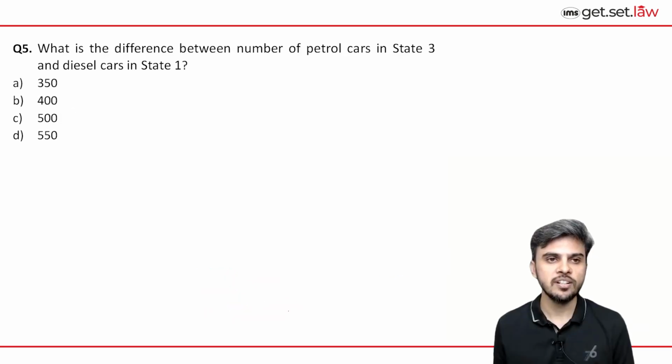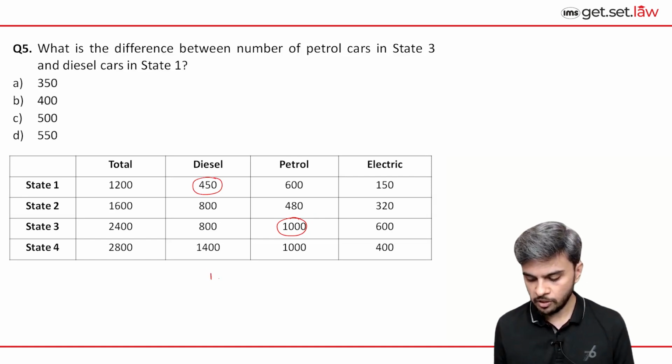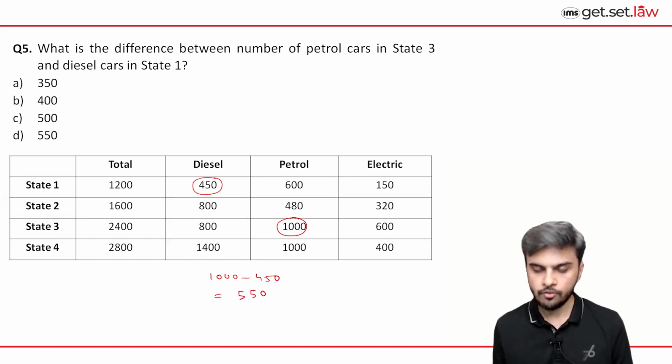Let's look at this question. What is the difference between number of petrol cars in state 3 and diesel cars in state 1? Petrol cars in state 3 is 1000 and diesel cars in state 1 is 450. So difference between 1000 and 450 is to be found out. 1000 minus 450 is equal to 550. So correct answer is option D.